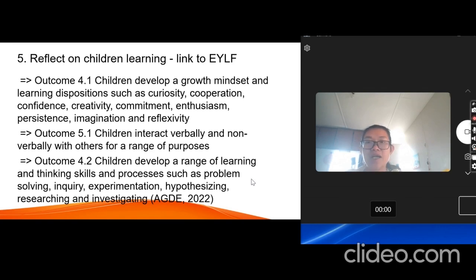And it's also linked to learning outcome 4.2. Children develop a range of learning and thinking skills and processes such as problem solving, inquiry, experimentation, hypothesizing, researching and investigating. So they were very surprised when they covered the cup and the flame went out. They were upset. Even someone said, "Oh," to show how surprised they were. And some were very proud when at the beginning they made a good guess.